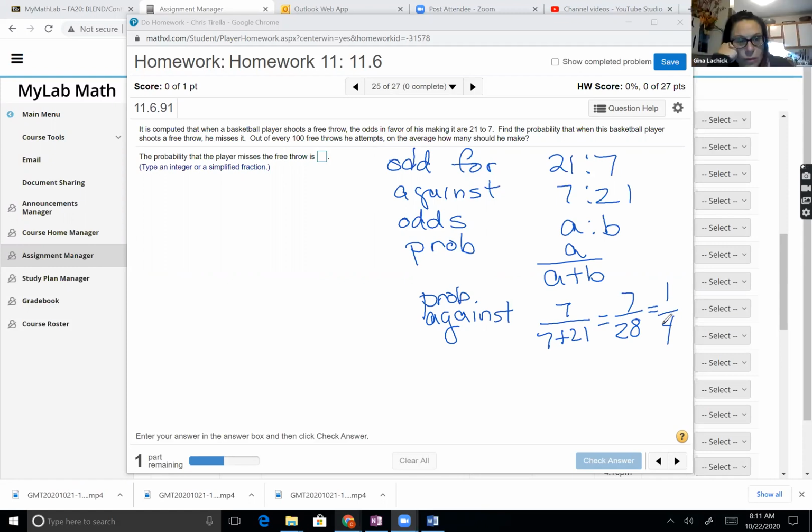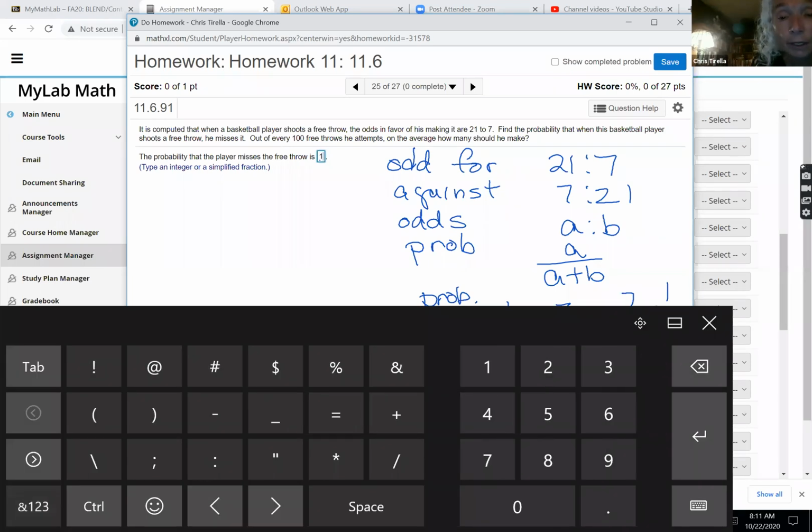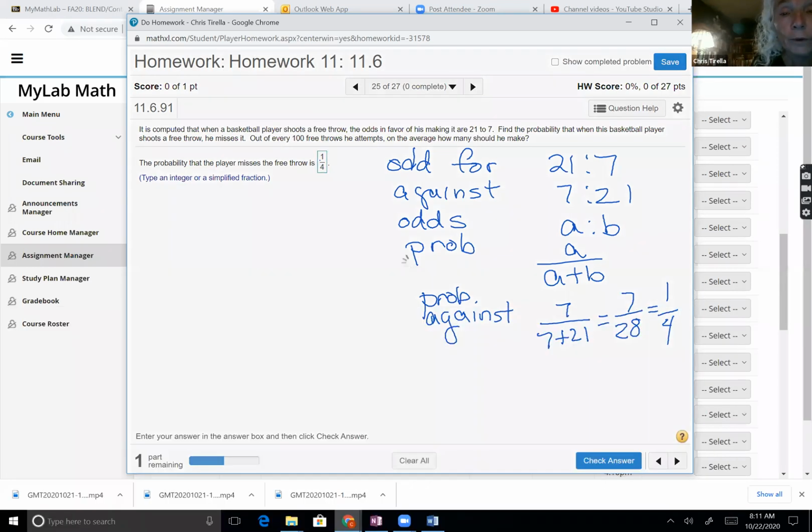So much clearer when you do it. Does that make sense? It does make sense when you explain it like that. When you have odds and you want to turn it to probability, it's the first number over the sum of the two. And so here we're saying that that probability is 1/4. Yes, we did it.